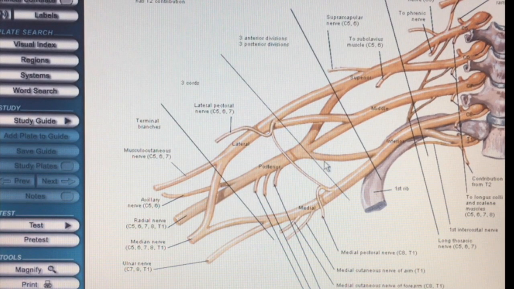Obviously, all 3 posterior divisions are coming together and they would form what is called the posterior cord of the brachial plexus. Anterior divisions of the superior and middle trunk also come together and they assemble the lateral cord of the brachial plexus. Anterior division of the inferior trunk does not merge at this stage and by itself forms the medial cord of the brachial plexus.